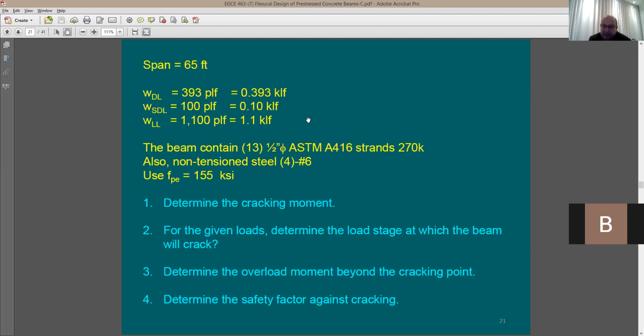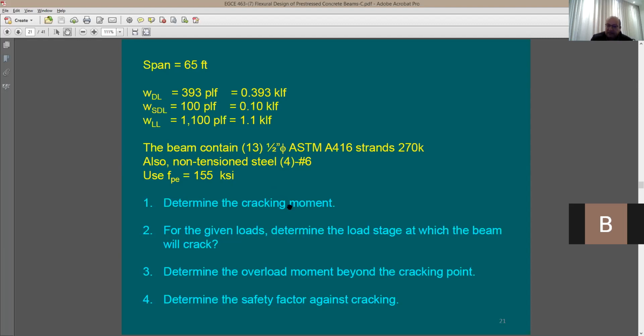It says here the beam contains 13 half-inch ASTM A416 strands, 270 ksi. We have also non-tension steel, 4 number 6s is given on the tension side. It says here for the fpe, in this example, only use 155. So typically we use 150, but for this specific example, we're going to be using 155. Now let's see what we need to do.